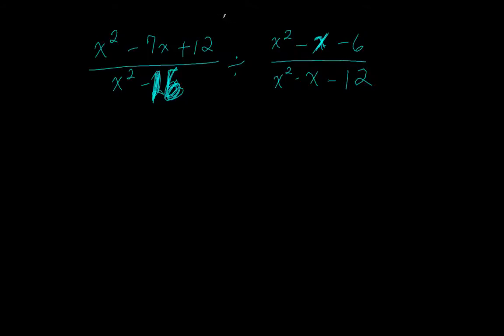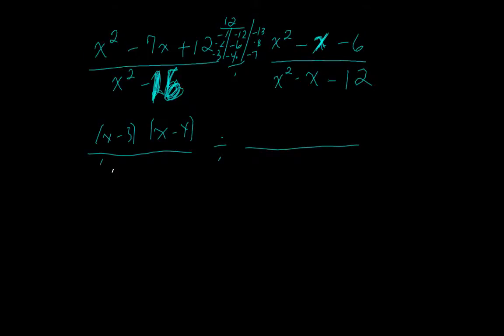Okay, so here we have 12, and it's going to be matching because of that plus, so it's going to be negative because of that one. So negative 1, negative 12, negative 2, negative 6, negative 3, negative 4. They add up to negative 13, negative 8, negative 7. So we want this last one, so x minus 3, x minus 4 over. This one is the difference of squares.